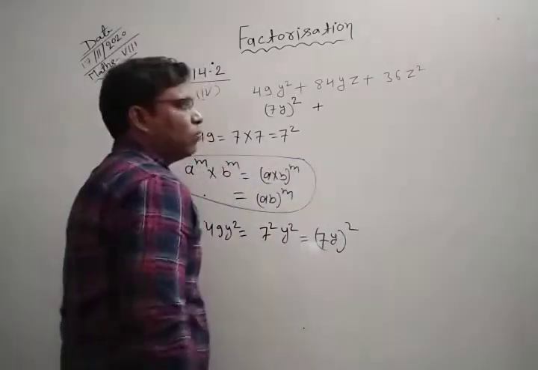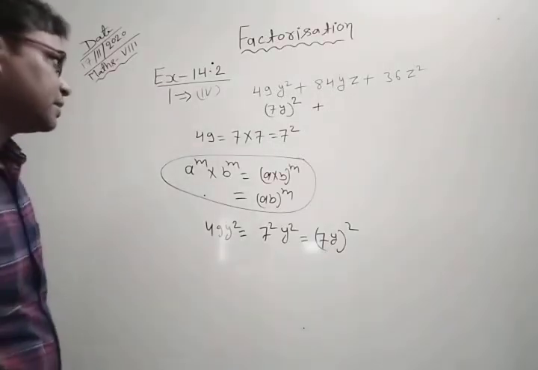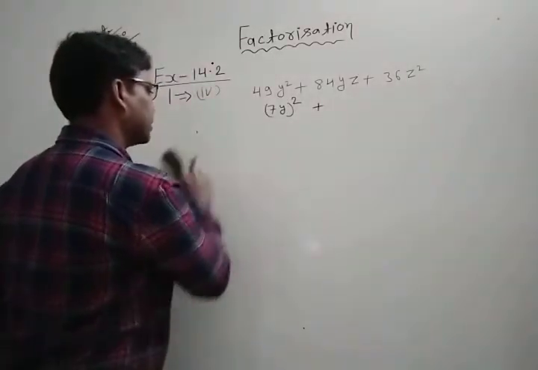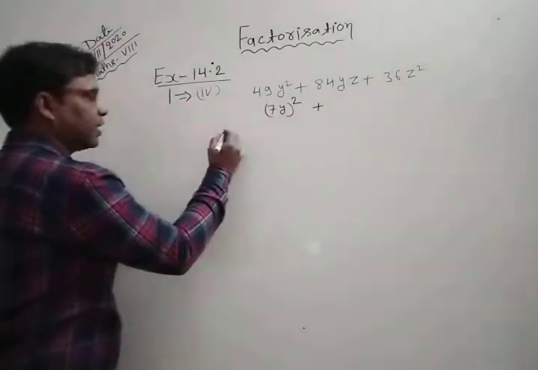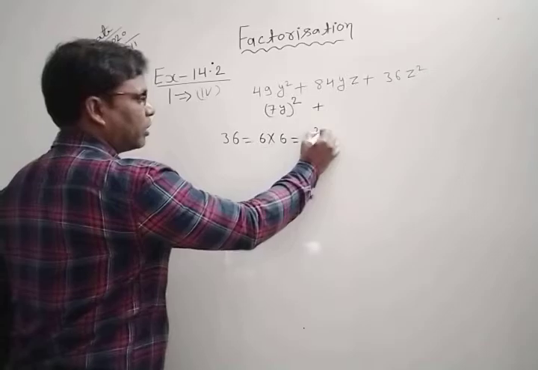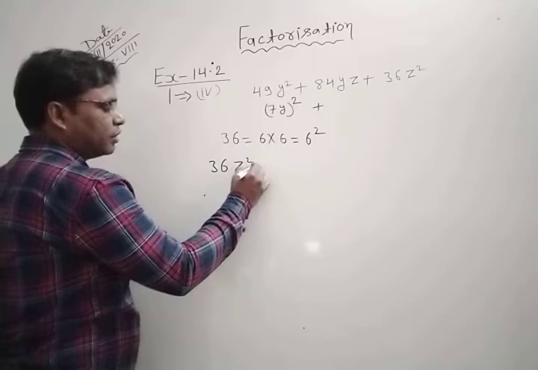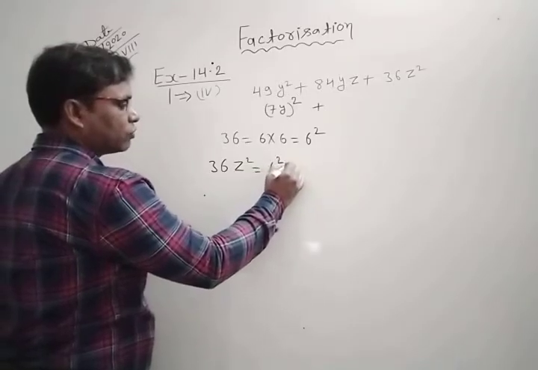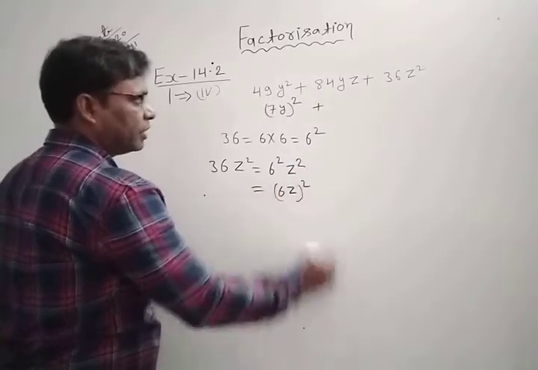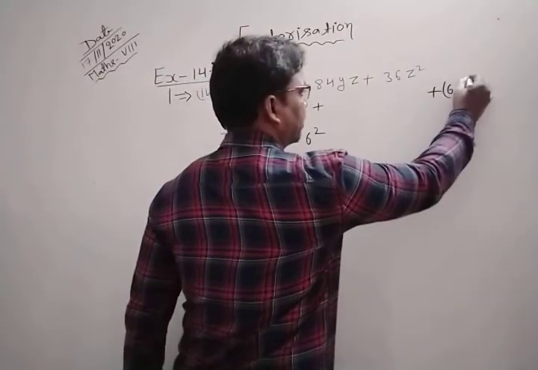Now 36. 36 is the square of 6. 36 means you can write it as 6 into 6. This is the square of 6. Clear? So we have 36z square, which becomes 6 square into z square, and you can write it as 6z whole square. So in place of 36z square, we write the square of 6z.